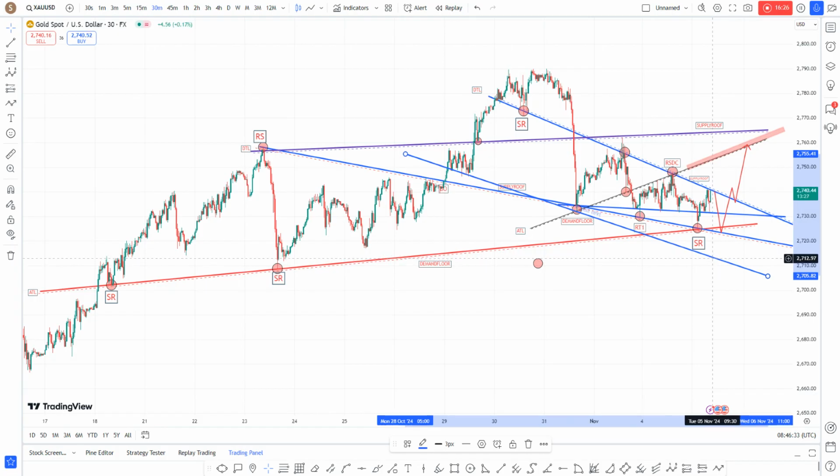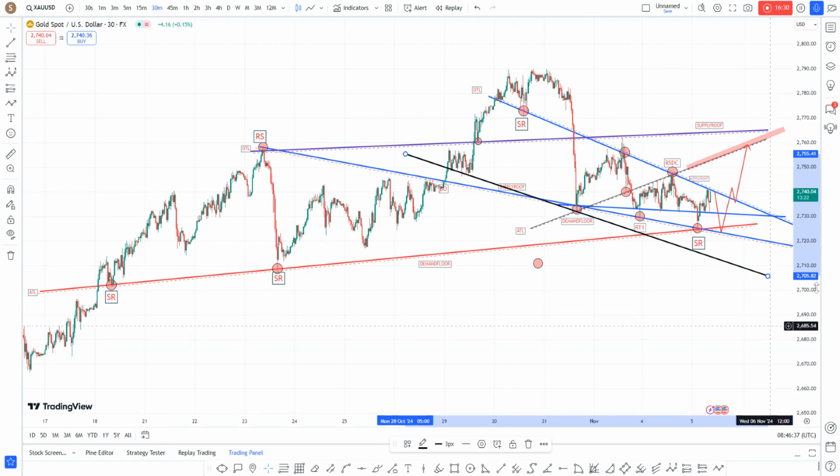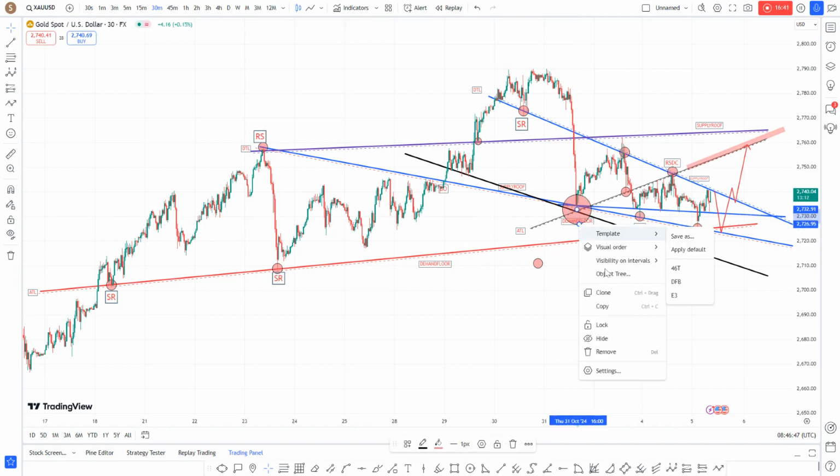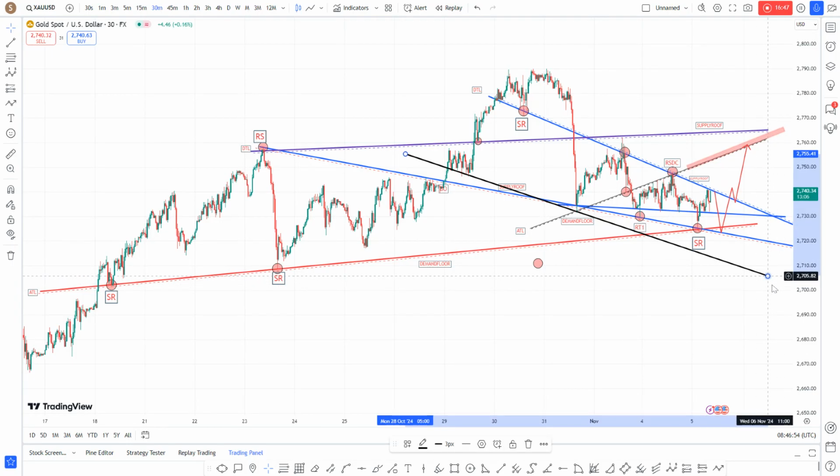So I will change the color to black. Price can come there. Let me take this bubble away because it is blocking it, so that you get to see what price has done there. You can see it exactly came here. So price can come down here and react. Yes, it is 100% possible based on our knowledge of market structure and how price moves.